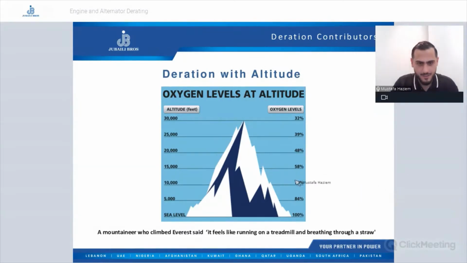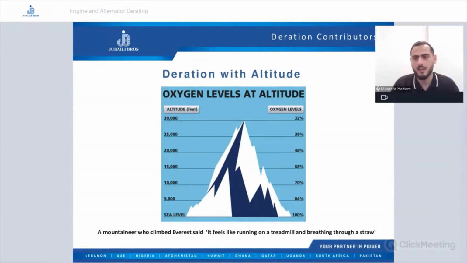This is a nice example about showing the relation between oxygen levels and altitude. At sea level, it's 100%, all right? If you compare it at 30,000 feet, which is almost the peak of Mount Everest, the oxygen levels are at 1/3 of what we are getting at sea level.